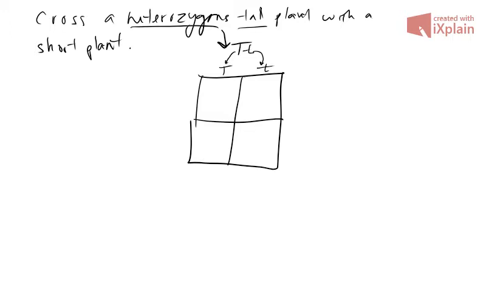For the short plant, because tall is dominant, in order to be short you have to be little t, little t. So we'll put this one here, that's that little t, and this one there. So that's what this parent can pass down. Then just fill this in: big T, little t, little t, little t, big T, little t, and then little t, little t.